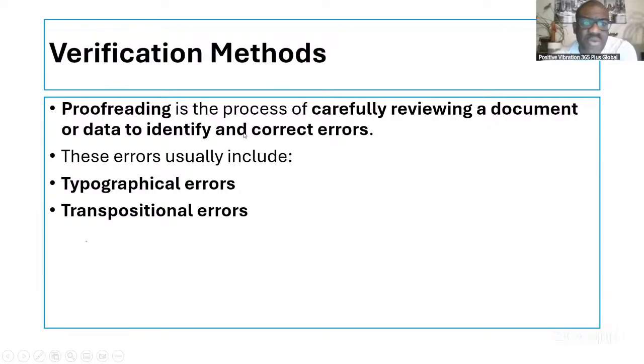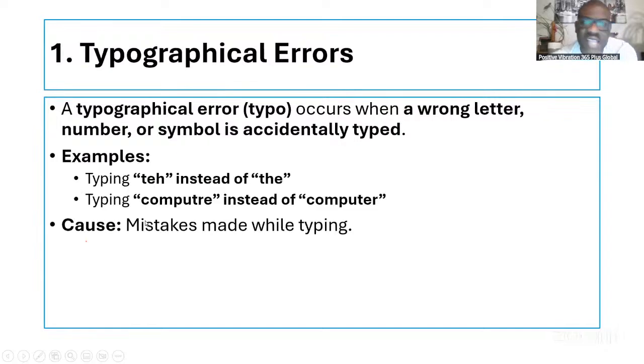Another one that we mentioned is proofreading. This is the process of carefully reviewing a document or data to identify and correct errors. I am sure that all of you have done this from time to time. Now, in this explanation, you need to be clear as to what is the difference between typographical errors and transpositional errors. So let's look at them.